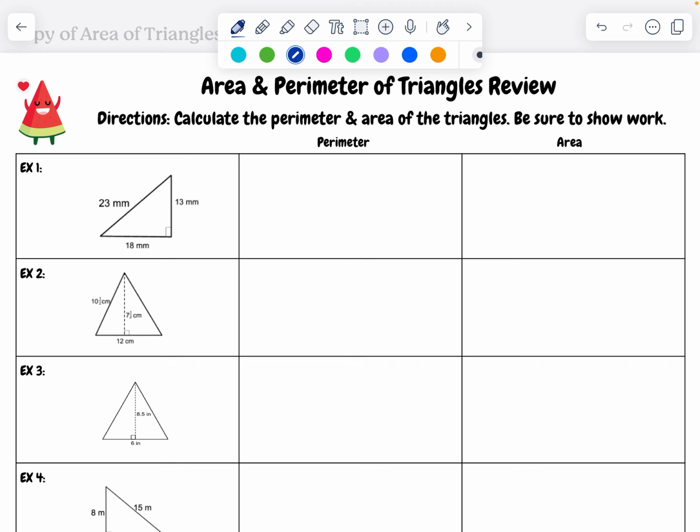Okay, so to find the perimeter of anything, you are just going to add all the sides that are on the outside. So like this plus this plus this. And that's with any formula, any shape that you use.